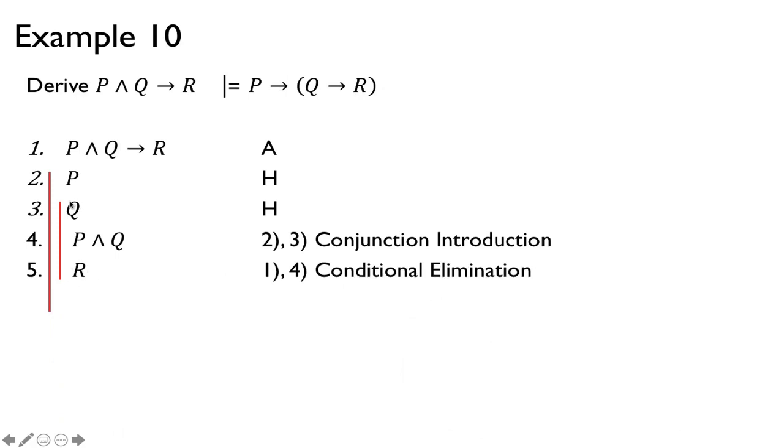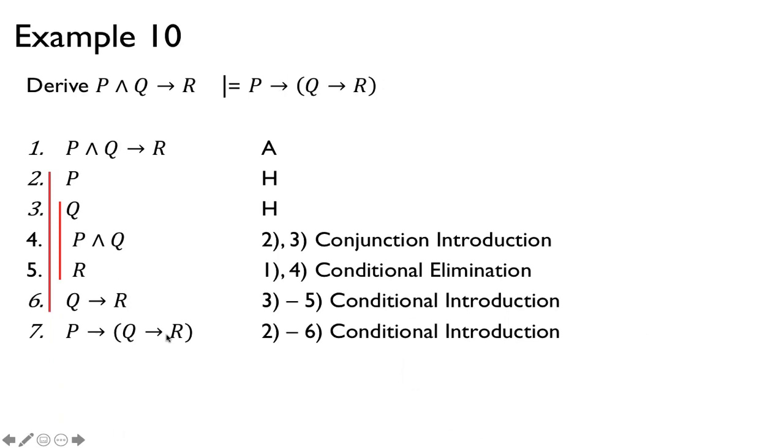So now we have, assuming Q, we have R. So now we can dissolve the inner hypothesis and infer Q implies R, which is what we want. And now we notice that assuming P, we have Q implies R. So now we can dissolve the outer hypothesis and get P implies Q implies R. And that's what we want.